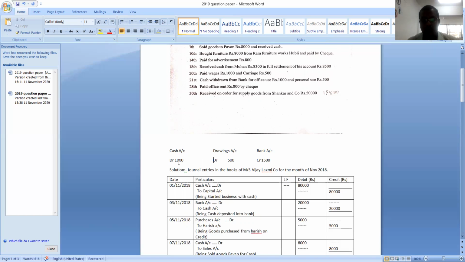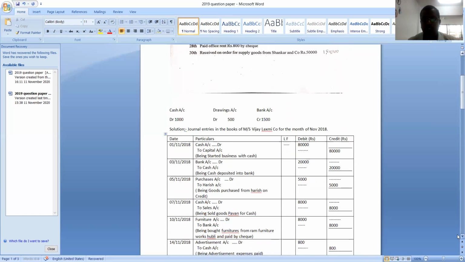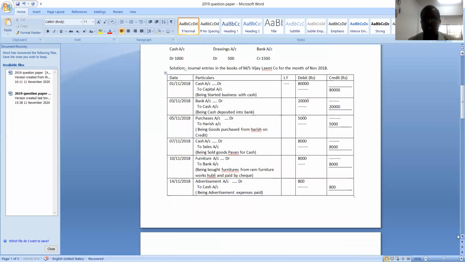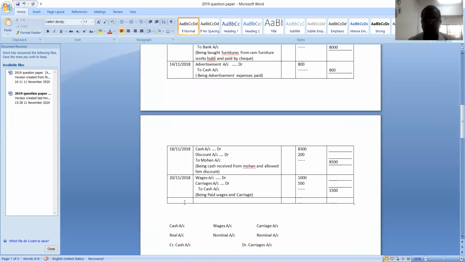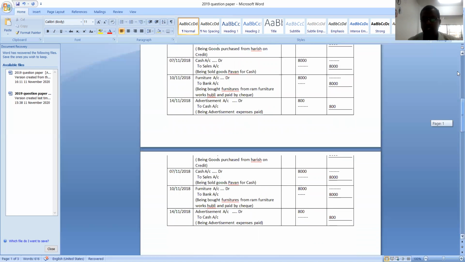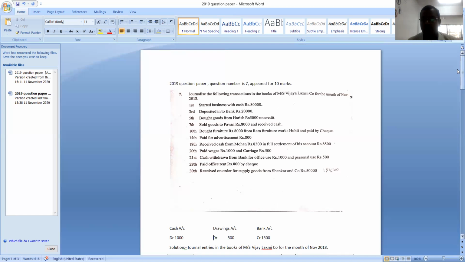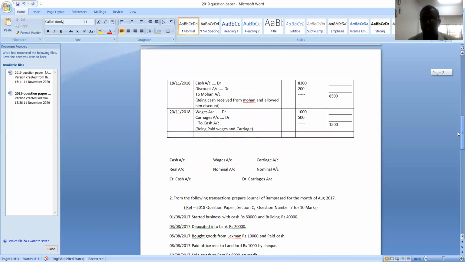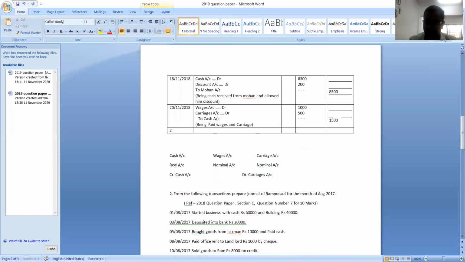So he has given 1000 rupees for office use, which is cash account. He has given 500 rupees for personal use, which is drawings account. So now we need to pass the journal entry. Two accounts are debited. One is cash account and another one is drawings account. What is the date of the transaction? I think the date of the transaction is 21st. 21st November 2018, right? What is the transaction? Cash withdrawn from bank for office use rupees 1000 and for personal use rupees 500.